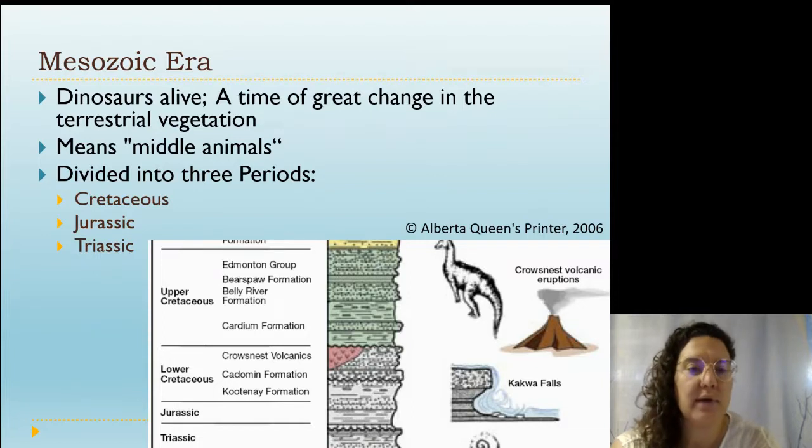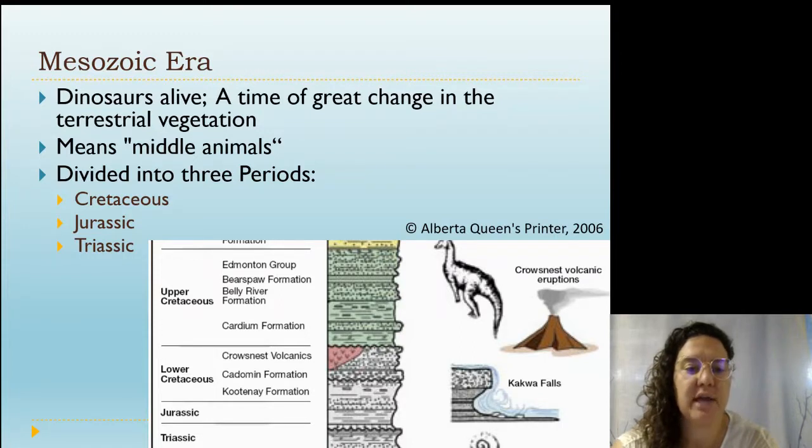In the Mesozoic era, dinosaurs were alive, and it was a time of great change in the terrestrial vegetation. Mesozoic era means middle animals. So we had land animals, but before there were mammals. The Mesozoic era is divided into three different periods: the Cretaceous, the Jurassic, and the Triassic.